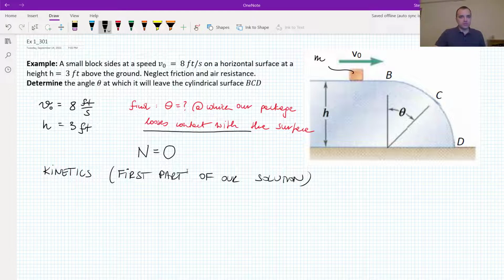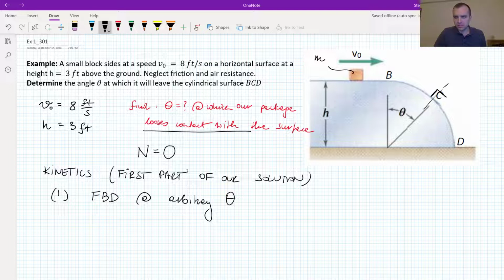So what was the recipe in kinetics? I believe that we should start here with FBD and KD for our particle. And let's draw this FBD at arbitrary theta. So let's say that our particle is basically here at point C. Okay?